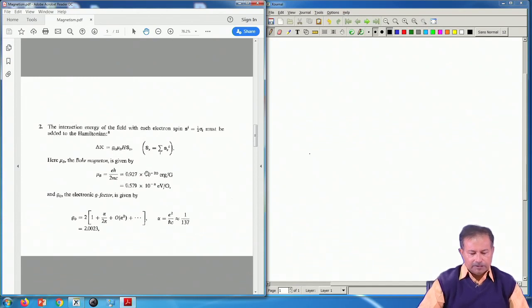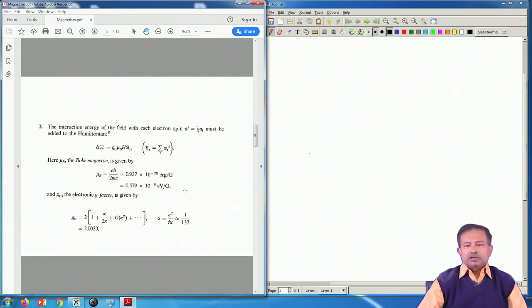So, e h-bar over 2mc is an extremely small energy scale. For example, it is of the order of half times 10 to the minus 8 eV per Gauss. Typically one works with 10 to the power 4 Gauss in the laboratories. Even then it will be like 10 to the power minus 4 electron volt. So, that is an extremely small energy.